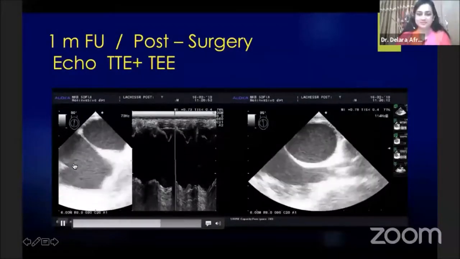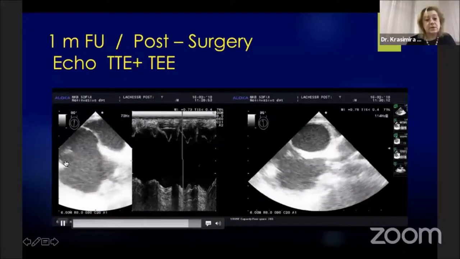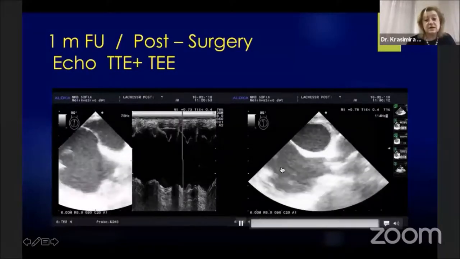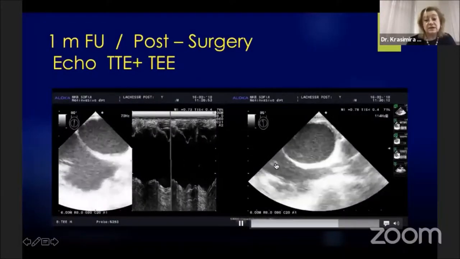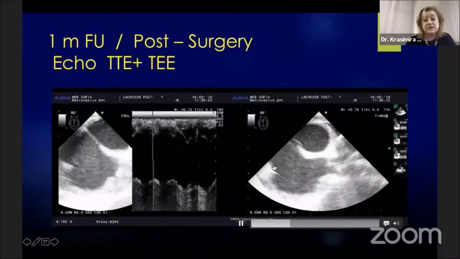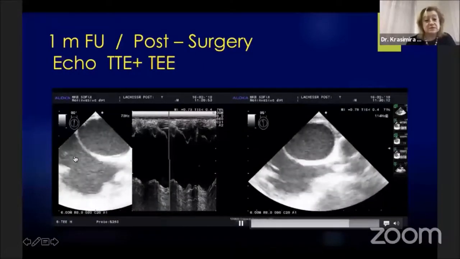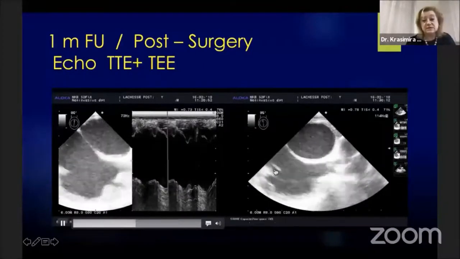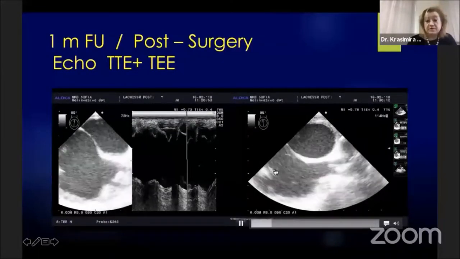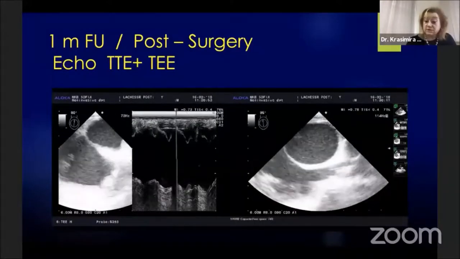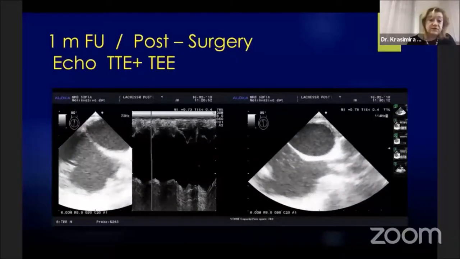Yes. This is one small mass without any fever signs of endocarditis, but after 1 month, the patient started with another fever, and we sent him again for cardiac surgery. This is the new vegetation.